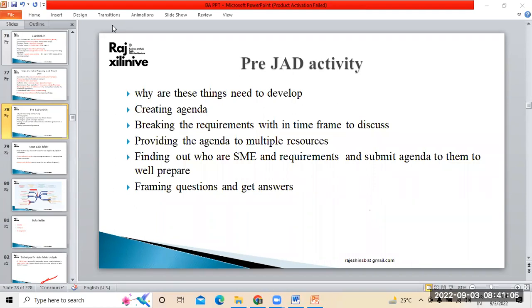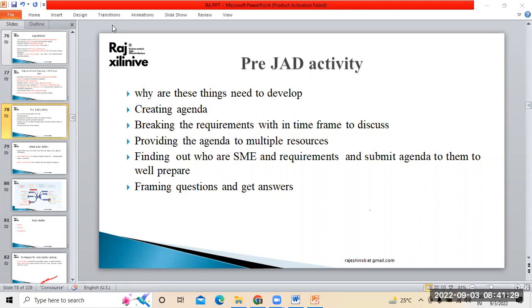So we have to create an agenda report. We need to send an invitation email to all the people. The agenda report has to be created, and we need to inform them prior that this is what we need to do. So based on that, what do we have to do? We need to break down the requirements, based on the agenda report that we have prepared.